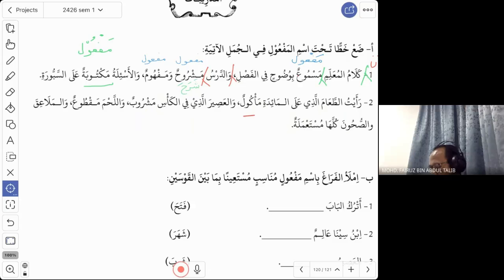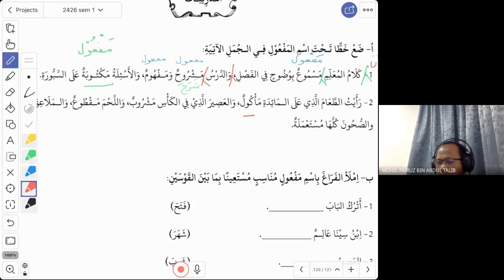Mashrub. Wal lahma maqtu'. And what about the meat? The meat that I saw. What about the meat? The meat maqtu'. What is maqtu'? This is another isim maf'ul. So find the root word. What is the verb from this word maqtu'? Because we want to understand the meaning of maqtu', you need to understand the verb itself. So what is the verb of maqtu'?